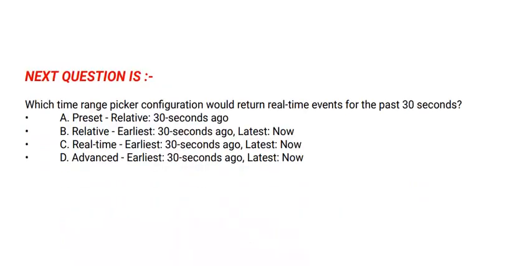Next question is, which time range picker configuration would return real-time events for the past 30 seconds? Options are, option A, preset relative 30 seconds ago. Option B, relative earliest 30 seconds ago, latest now. Option C, real time earliest 30 seconds ago, latest now. And option D, advanced earliest 30 seconds ago, latest now. The correct option is option C.